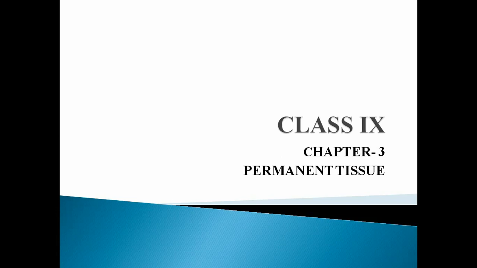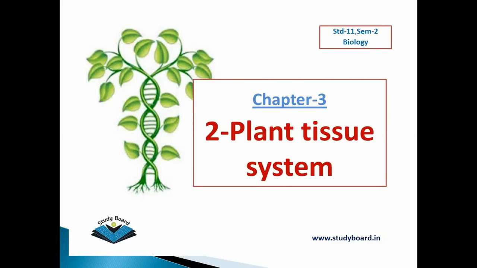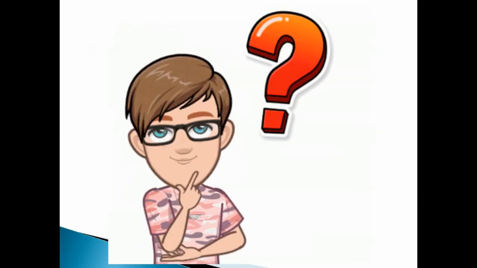Today we are going to start with chapter 3, permanent tissue. Plant tissue system, chapter 3, permanent tissue. What did we study in the last lesson? Do you remember?